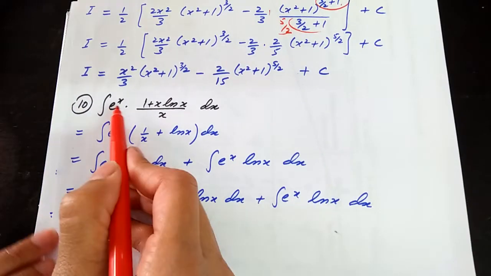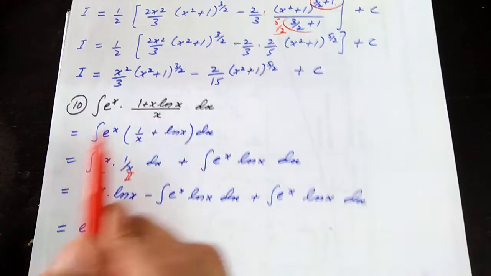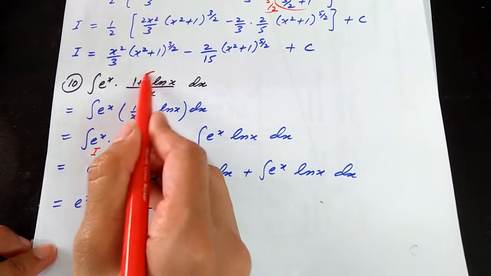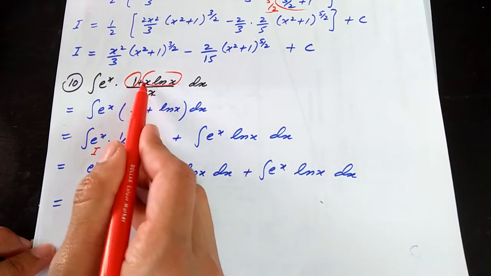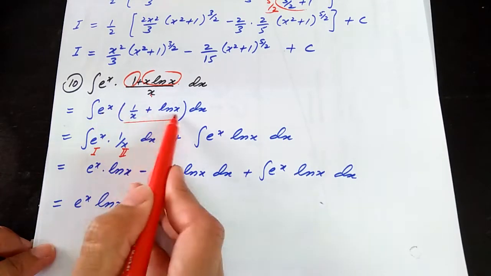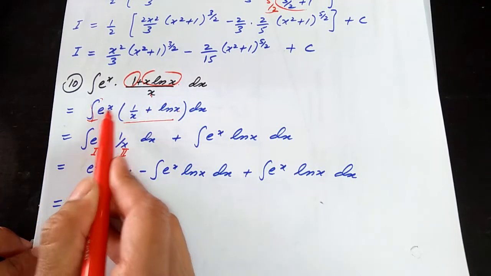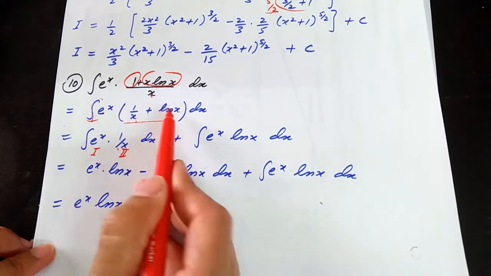Now question number 10. Integration of e raised to power x into 1 plus x ln of x over x dx. We have two functions here in the numerator. It can be separated as 1 over x plus x ln x over x, that will give us this answer. Now separate both of the integrals. Integral e raised to power x 1 over x as this, plus integral e raised to power x ln of x like this.